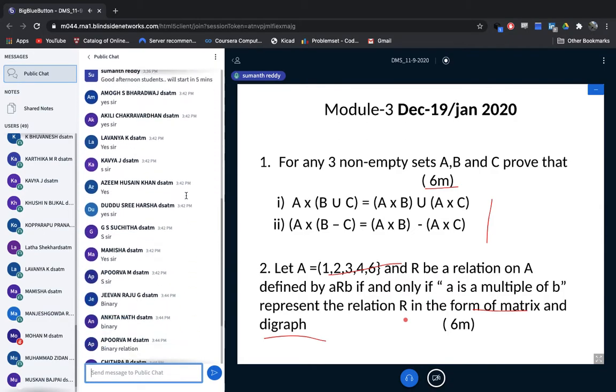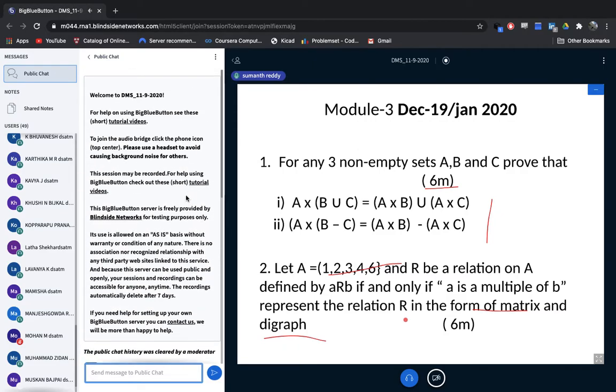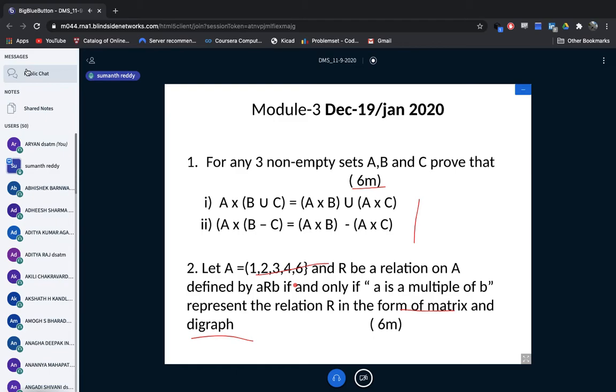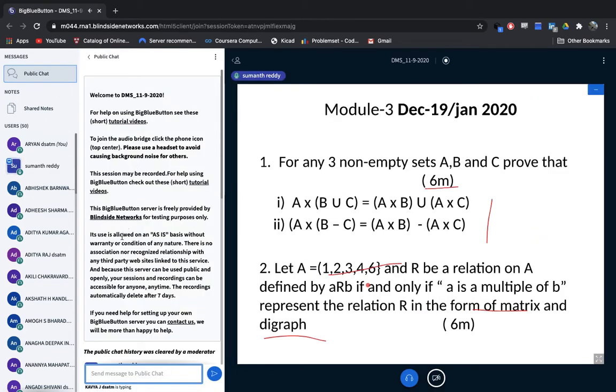The relation that he's telling is: if the first element is a multiple of the second element, then you include that in the relation. You know how to write the relation in the form of a matrix. The digraph I have still not taught you. So can you put in the comment section which are all the ordered pairs? If the first number is a multiple of the second number, which ordered pairs are you going to include? Try to answer.